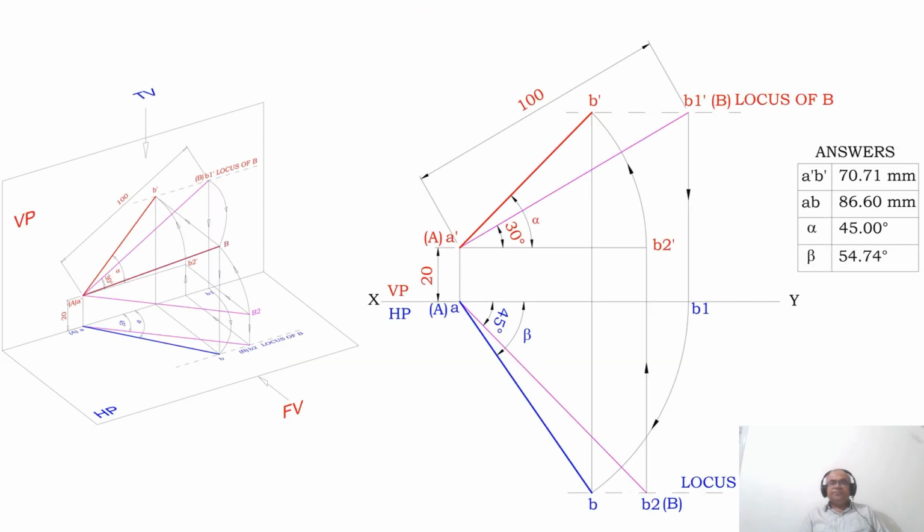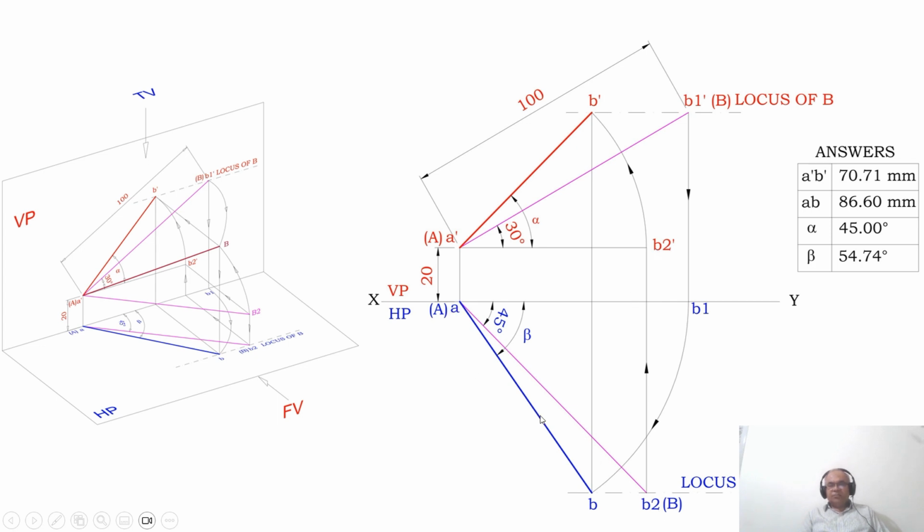Now you can come to this. With A dash as center, take the radius of A dash B2 dash. Why do I have to take the radius of A dash B2 dash? Since it is the true length in the horizontal plane, it is parallel to HP. When you look from the front view, A dash is above HP by 20 and B2 dash is also above HP by 20. Since the line is parallel to HP, you are getting the true length here.